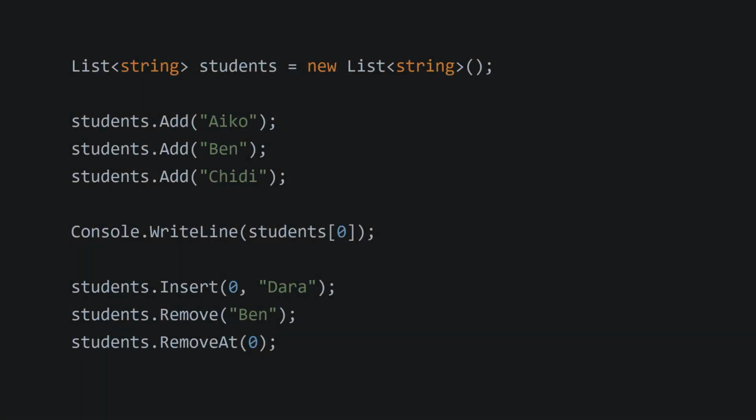You can also reach straight into a position. Square brackets with a number give you the item at that index, and indexes start at 0, so students[0] is the first one. Insert puts an item at a position and shuffles everything after it along. Remove takes out the first item equal to the one you hand it. RemoveAt takes out whatever is sitting at a position.